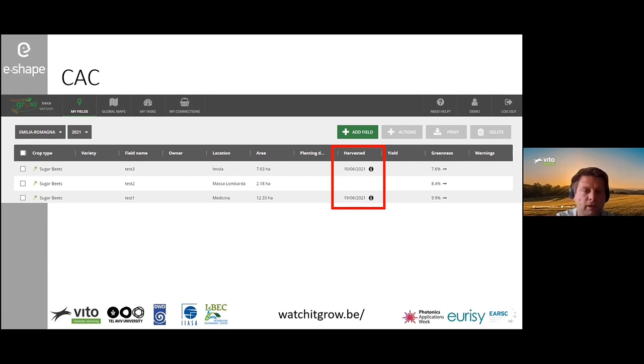For the first field, optimally it should be harvested on the 10th of June, the other field on the 19th of June, and for the one in between there's no date yet because it's not planned to be within the next 2 weeks. So this is the actual service that we were able to provide. Very simple for the user. It's just a date and an overview, but actually with a lot of complicated EO work behind it.